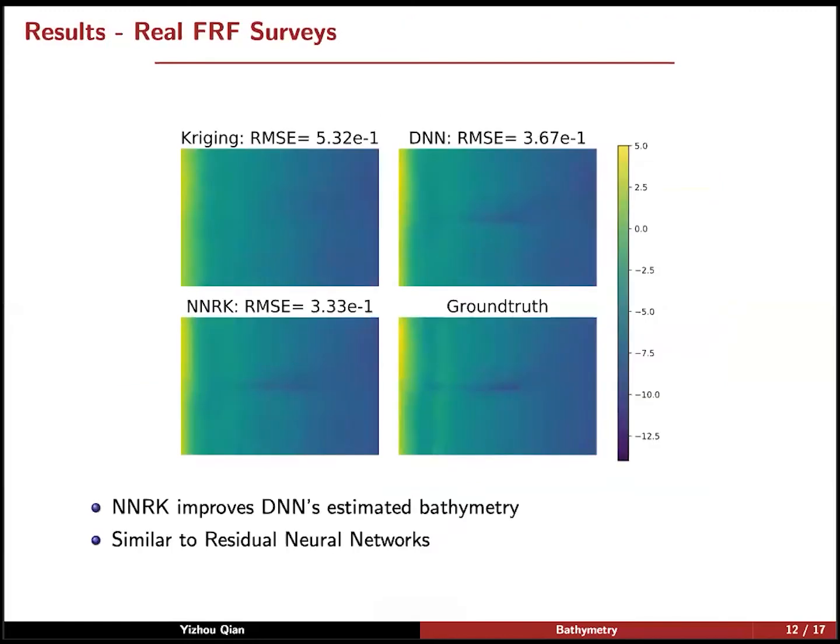So this is an illustration, a comparison of the methods, also using one of the 15 surveys not included in the training set. As we can see here, the neural network residual Kriging actually has a better performance than both of the methods. I also want to comment that one of the reasons is that it resembles, to some degree, the structure of residual neural networks, which is possibly why it may have a better performance.